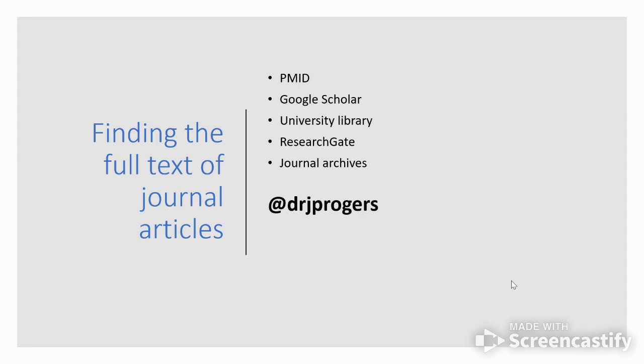So, to find the full text of journal articles, search by PubMed ID, use Google Scholar, try your university library search tool, look in ResearchGate, have a look through the journal archives, and in 95 to 99% of the cases, I think this will allow you to find it.